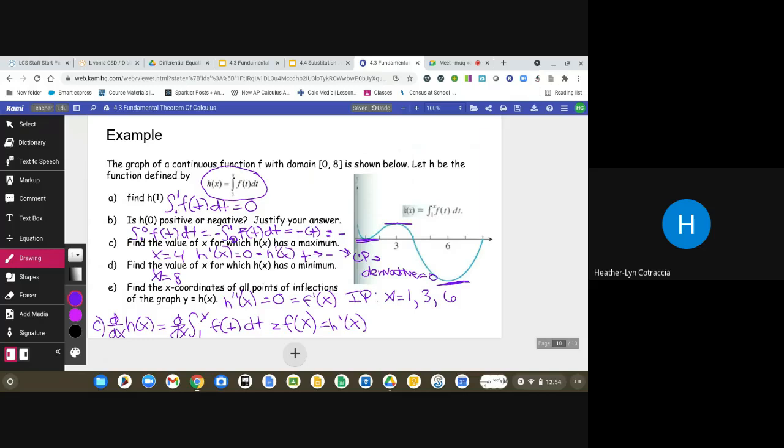Now, they do have to change direction, change concavity, and they do, because if you notice here, it goes from concave down to concave up, because my second derivative would go from negative to positive, and then positive to negative, and then negative to positive. So all three of those would be points of inflection.